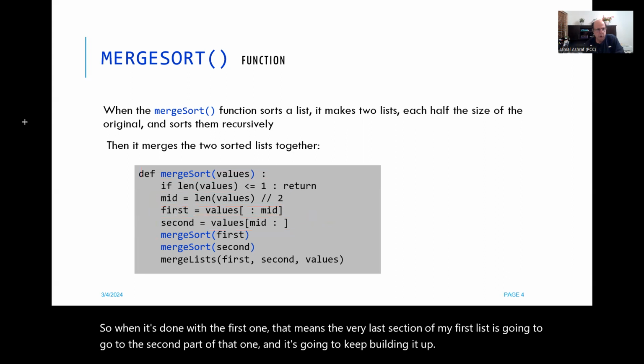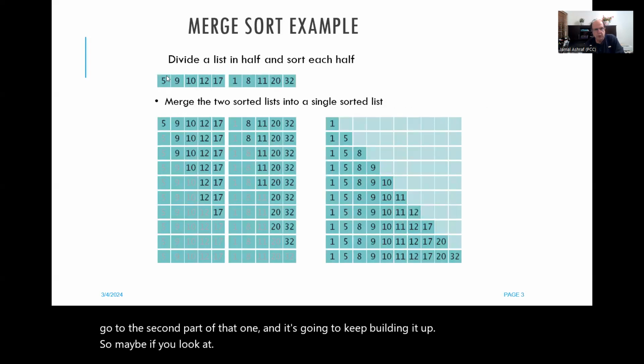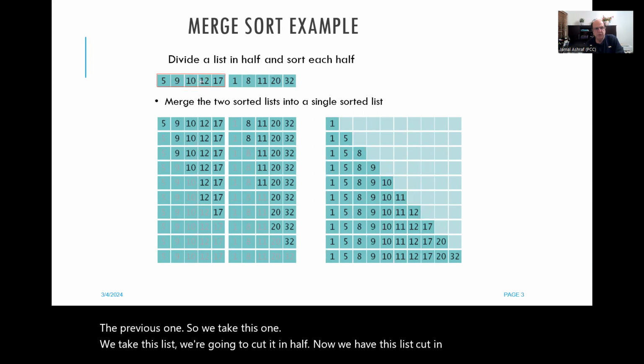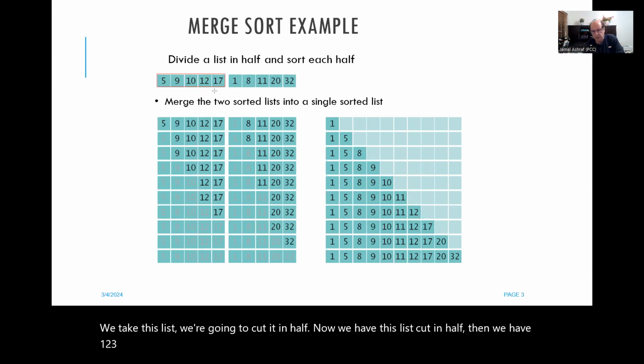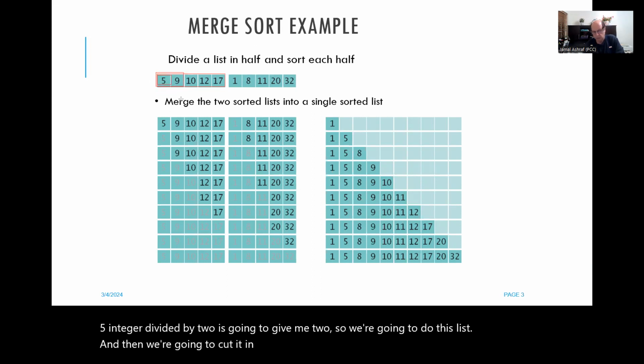So maybe if we look at the previous one, we take this list and we're going to cut it in half. Now we have this list cut in half. Then we have 1, 2, 3, 4, 5. 5 divided by 2 is what? 5 integer divided by 2 is going to give me 2. So we're going to do this list, and then we're going to cut it in half. It's going to be this one.